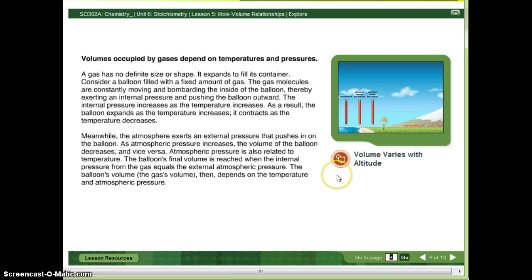All right, so let's talk a little bit about what atmospheric pressure is. Atmospheric pressure is the fact that right now pushing on you is about 14 pounds per square inch. That means on your eyeballs right now, 14 pounds of air is pushing on them.